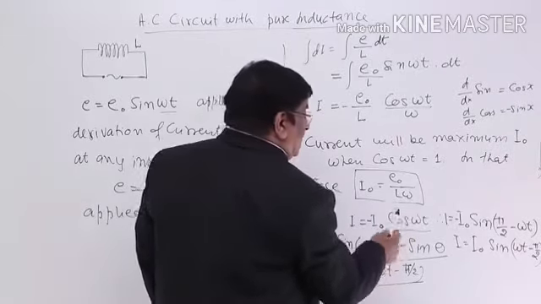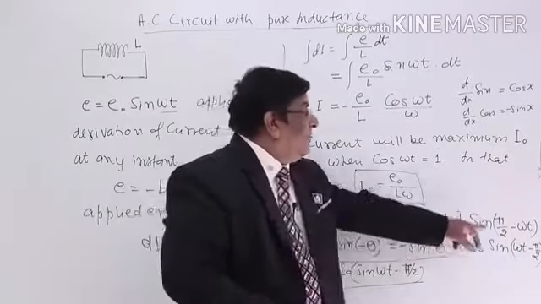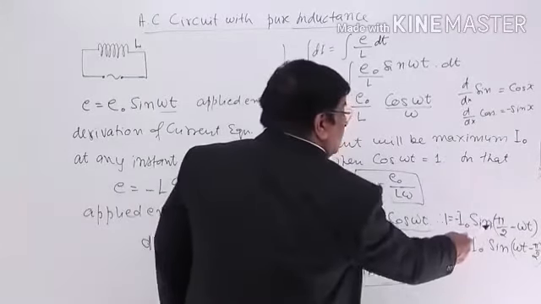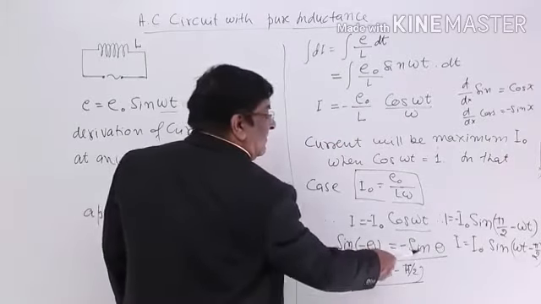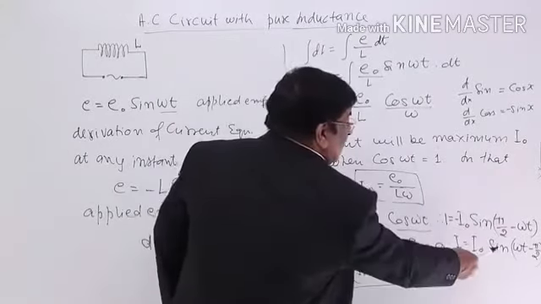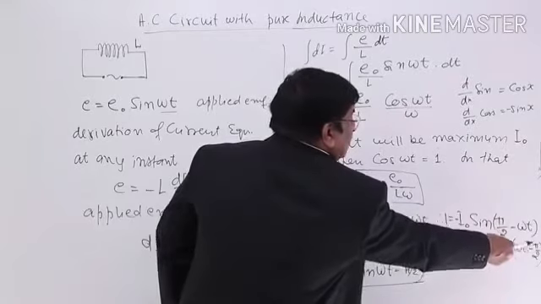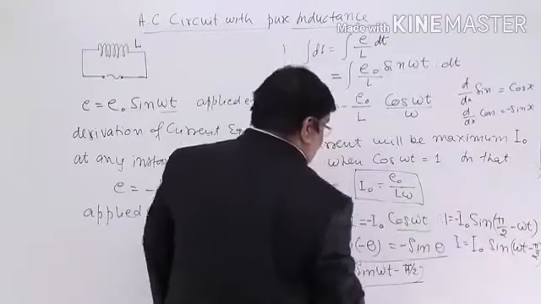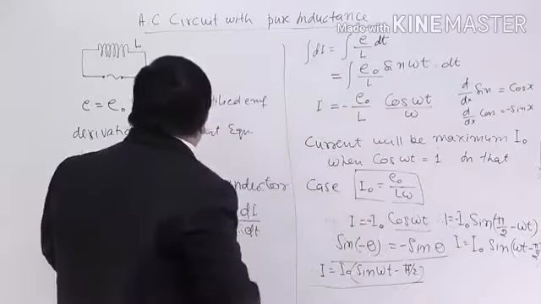Now this cos omega t is equal to sine 90 minus omega t, that is sine of pi by 2 minus omega t. Okay, we get this equation. Now for sine theta, we have this relation: sine of minus theta is negative of sine theta. So negative of sine theta is equal to sine of minus theta. We take minus of this, and minus of this is omega t minus pi by 2. So we get the equation I is equal to I naught sine omega t minus pi by 2, and we write it here. Okay, that is the equation of the current.